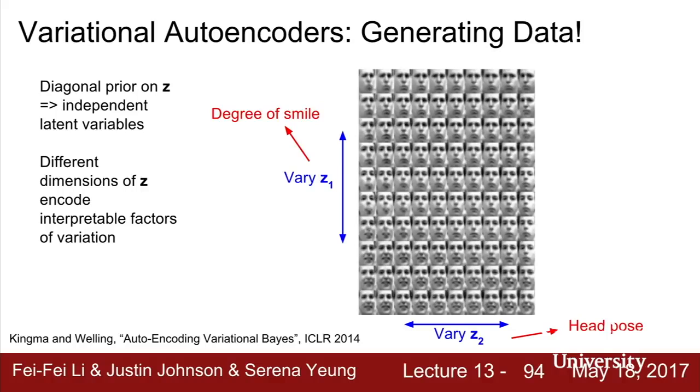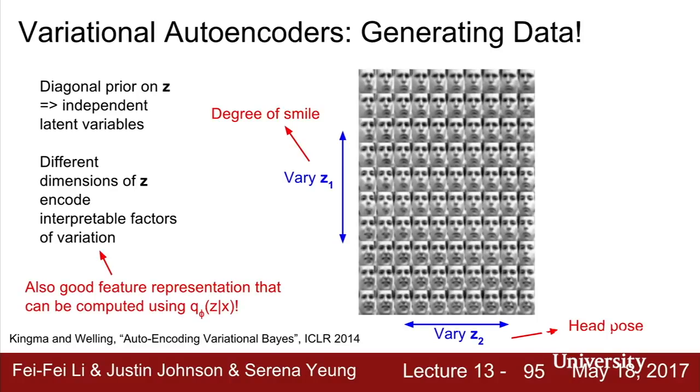So from a frown at the top to this big smile at the bottom. And then as we vary Z2, from left to right, you can see the head pose changing, from one direction all the way to the other. And one additional thing I want to point out is that as a result of doing this, these Z variables are also good feature representations, because they encode how much of these different interpretable semantics we have.